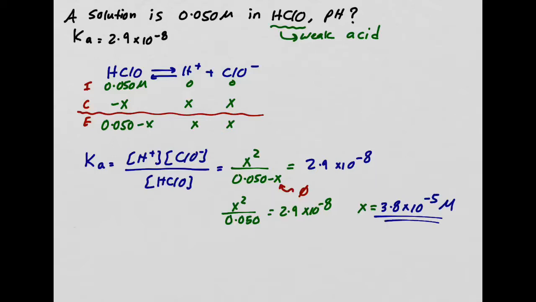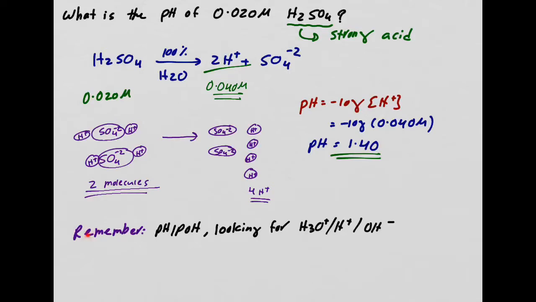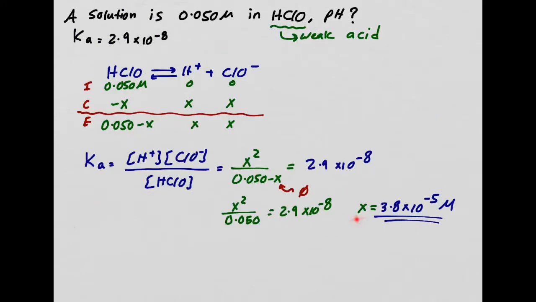Now, what does X represent? Remember we talked about pH and pOH. You're looking for H+, you're looking for hydronium, you're looking for hydroxide. What does X represent here? Well, X represents H+, and that's what I need to figure out the pH. pH is going to equal minus log of H plus. And guess what? I have the H plus now. Minus log of 3.8 times 10 to the minus 5.